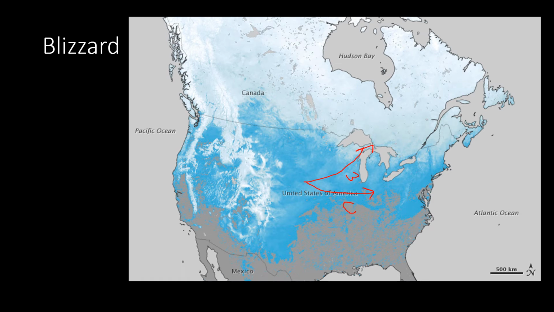Very heavy precipitation, and we can even see snow in these regions. So blizzards are very strong winds, cold and dry, and rainfall also will occur.